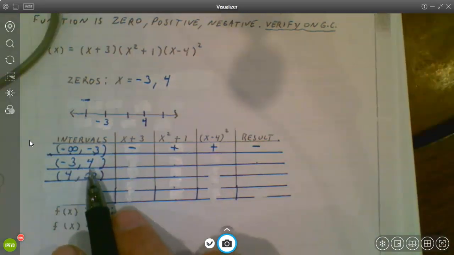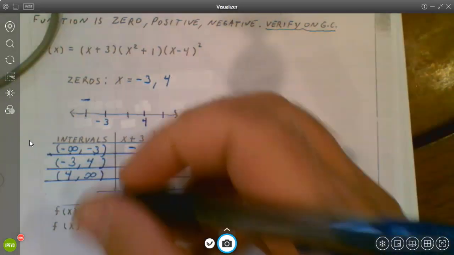Let's do these last two. Any number between -3 and 4, such as 0. 0 plus 3 is positive.